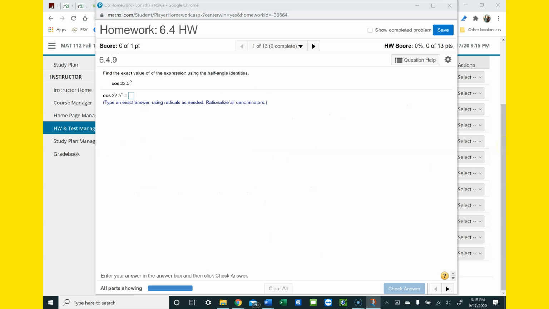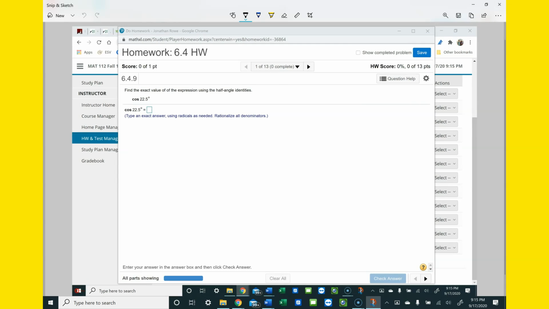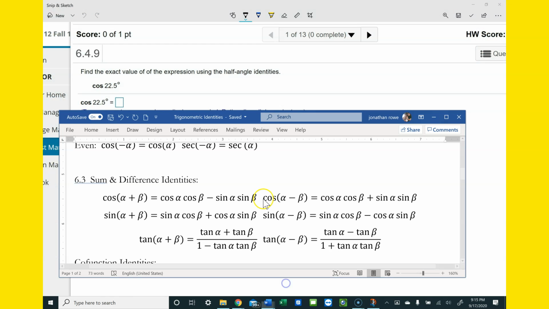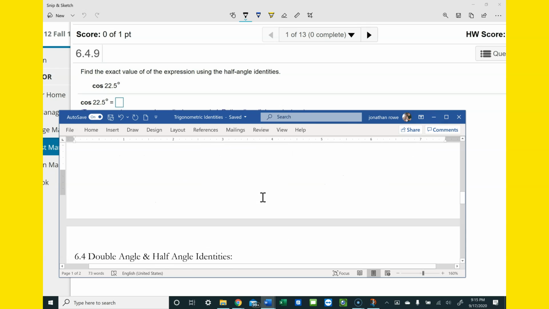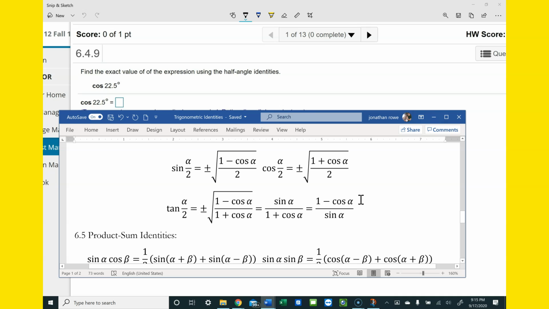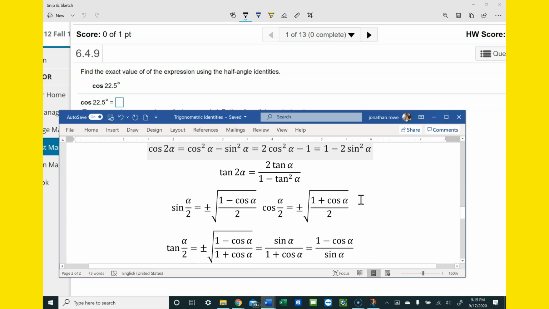All right, continuing on, now we're on 6.4. Double and half angle identities is what that's mainly about, I think, if I remember correctly. So we're told to use a half angle identity to deal with this problem. So let me look at my identities and go to the half angle identities. And here is my half angle identity. Cosine of alpha over 2 equals plus or minus the square root of 1 plus cosine alpha over 2.